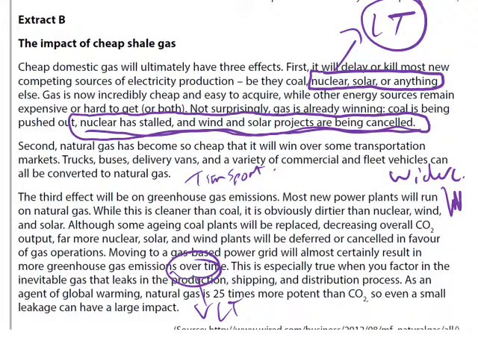Gas leaks in production, shipping and distribution processes are an agent of global warming. Natural gas is more potent than CO2. So even though we might be reducing CO2 emissions, if we let some of this natural gas escape into the atmosphere, it's a lot worse.